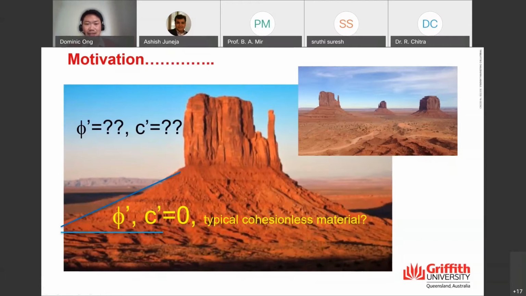The reason why we want to explore c' and phi' is because they are Mohr-Coulomb strength parameters. So they are very commonly used in any software and in any empirical design. So we would like to follow through with that in defining geomaterials with c' and phi' strength.